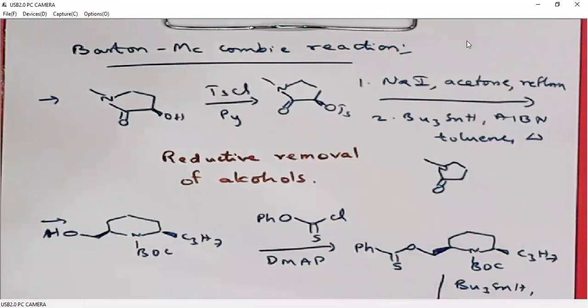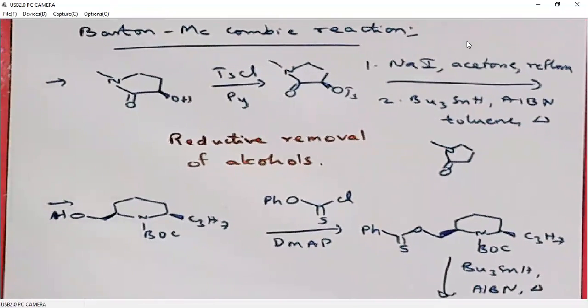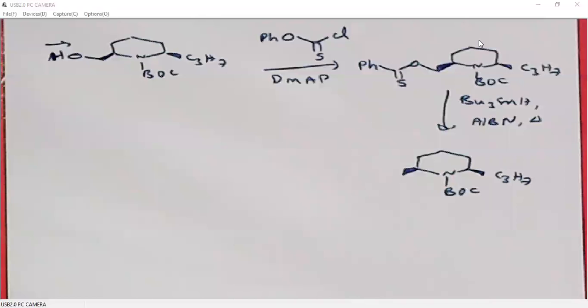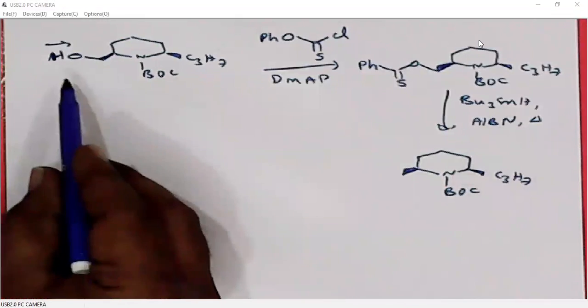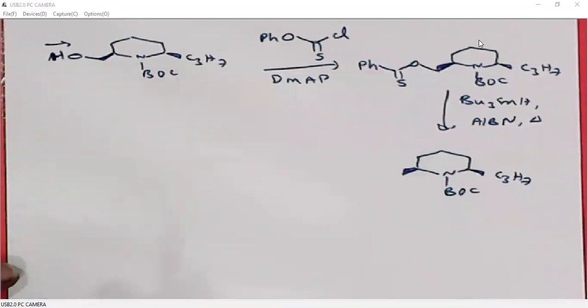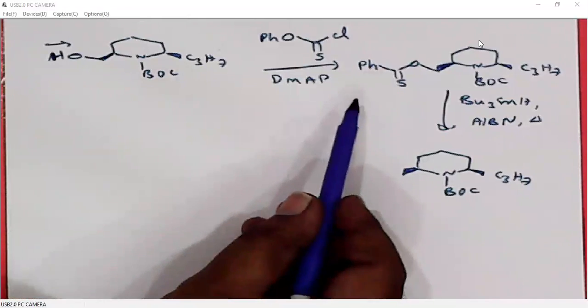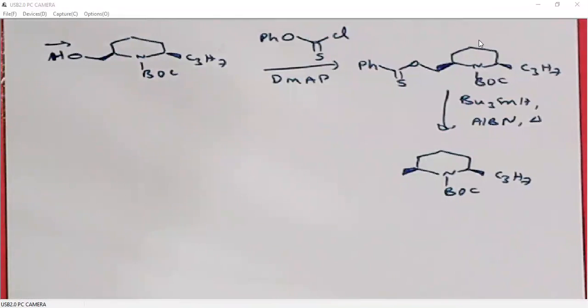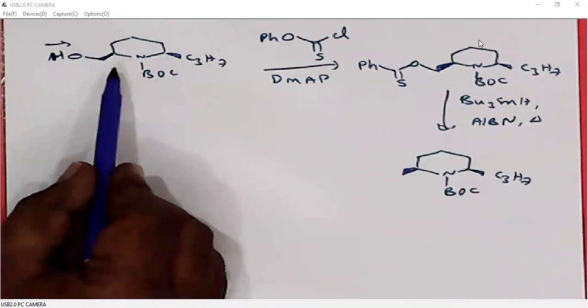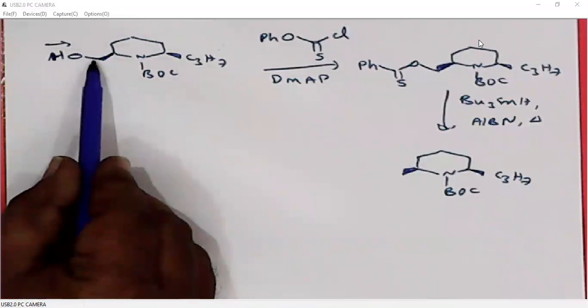So what is the product here? This is the product. So instead of converting hydroxy into a good leaving group, then reduction with TBTH, we can convert hydroxy into a thioester very easily. It is a single step process. So convert hydroxy into thioester, then the thioester can be reduced. So the overall process is reduction of this alcohol.